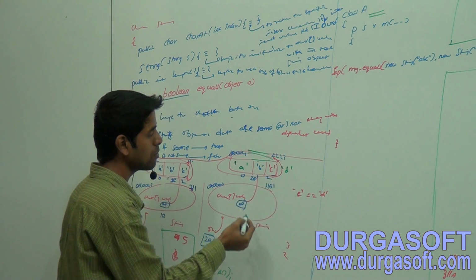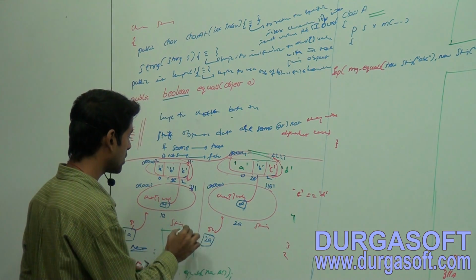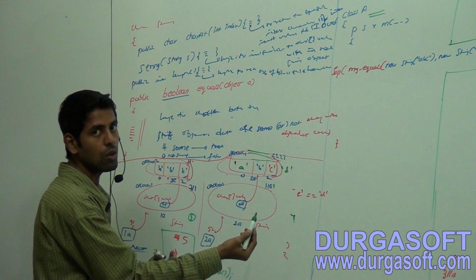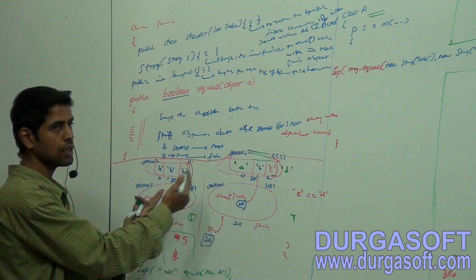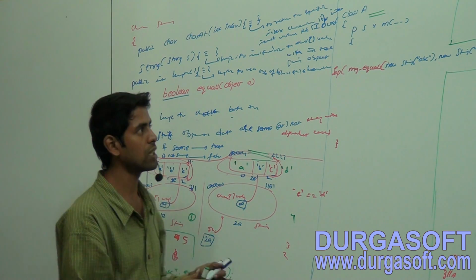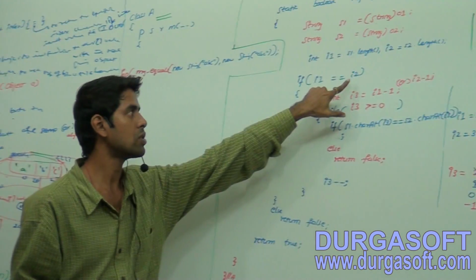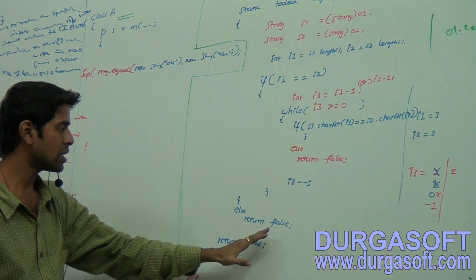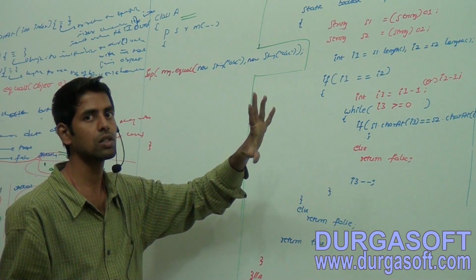Here, if it is D, what's the length here? 4. Here it is what? 3. Are 3 and 4 equal? No. So no need to check these two strings character by character. That is the logic here. I1 equals I2. If they are not equal, just return false. Tell that both the strings are not equal.